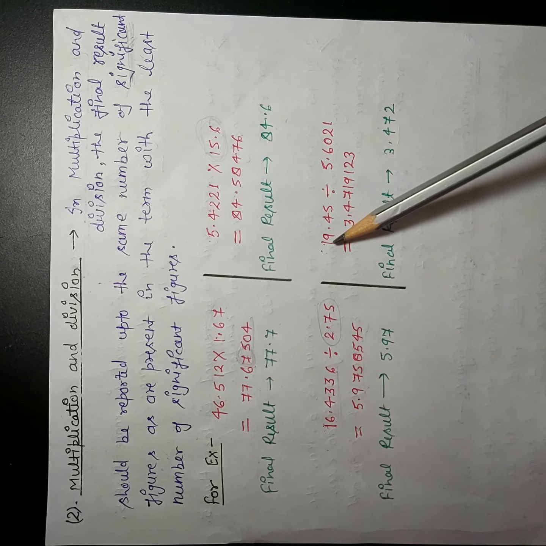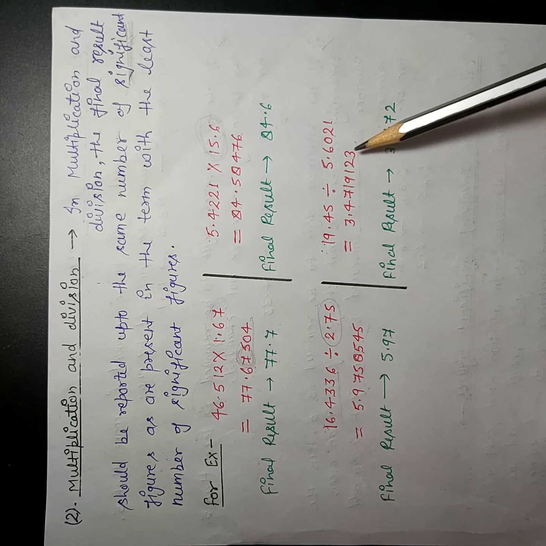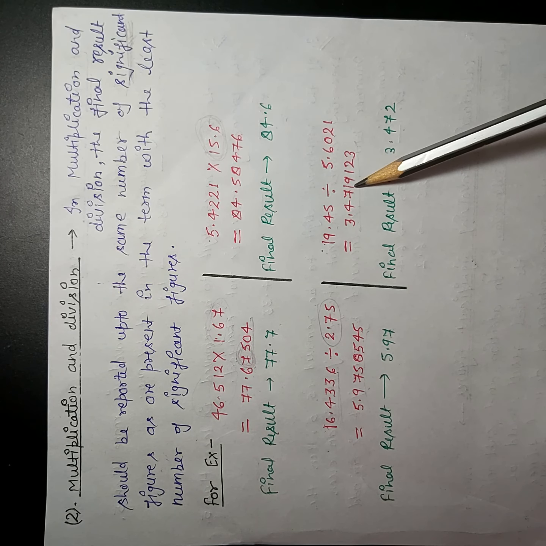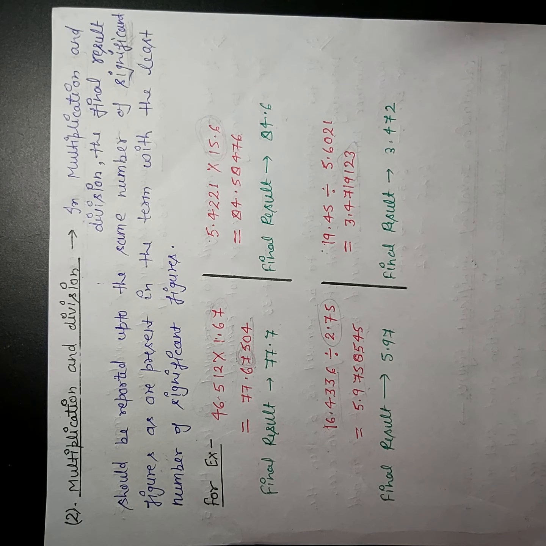When you divide this number by this, you will get this, but your final answer will be 3.472. We will ignore these 4 digits. Why these 4 digits? You know very well now.